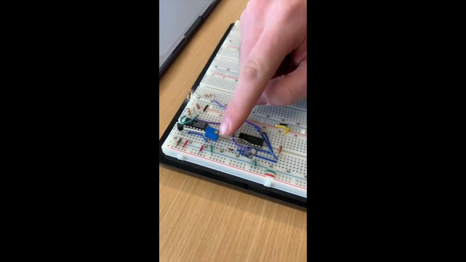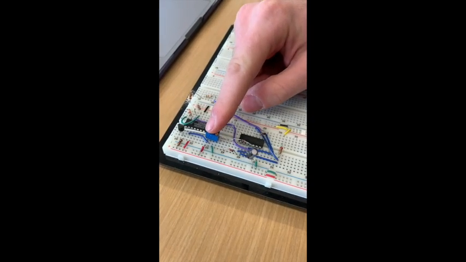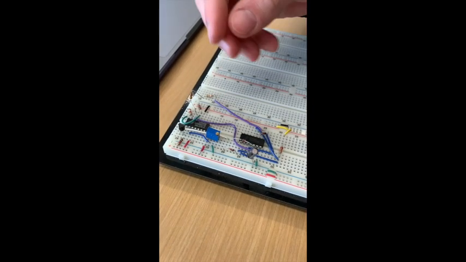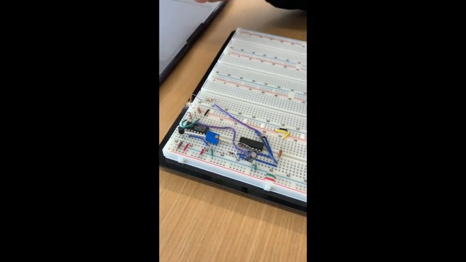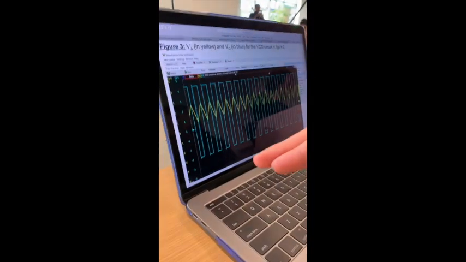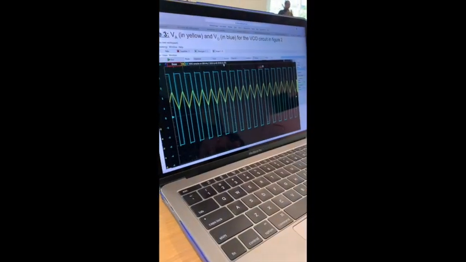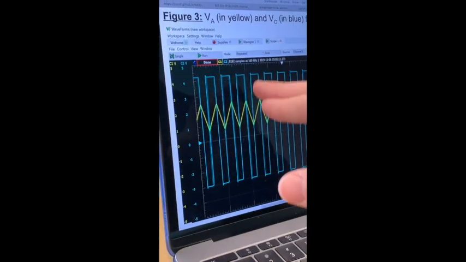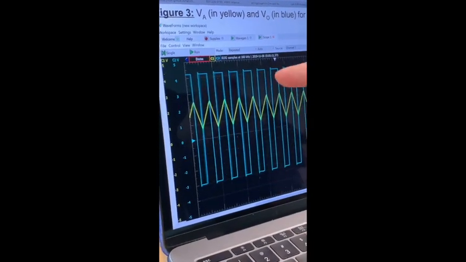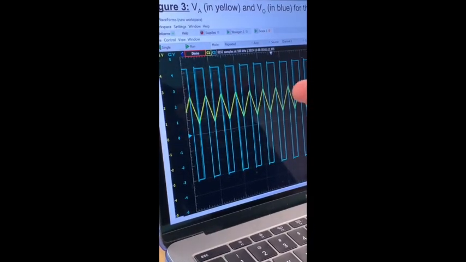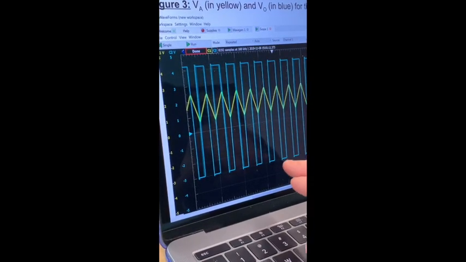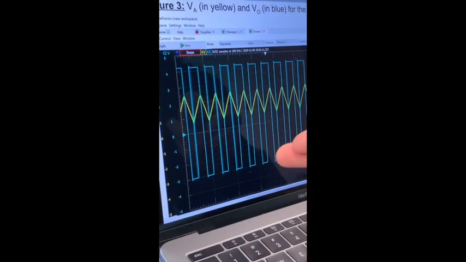So changing the current source will impact the frequency that the Schmidt trigger oscillates, which you can see here. In yellow is the voltage across the capacitor as a function of time, and you can see as the capacitor is charging and discharging, the output of the Schmidt trigger oscillates from high to low, where high is the V plus rail that we determined from part B, and the low is the V minus rail from part B as well.